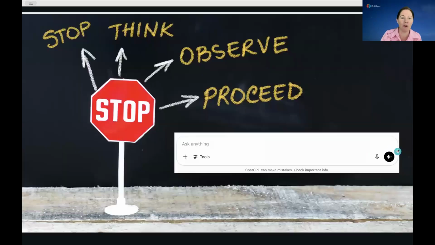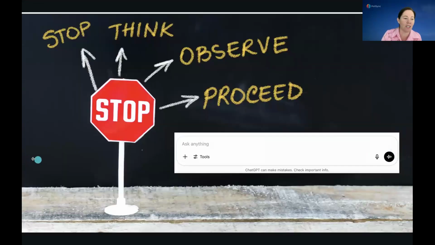I'll save the final one for afterwards, for the Q&A, because I know I'm over time. But very quickly, I want to reiterate that it's really got to be used as a tool. It can't be something that we just rely on 100%. As you can see, ChatGPT mentions very clearly under its Ask Anything box, ChatGPT can make mistakes, check important information.